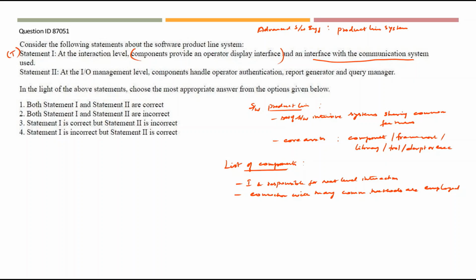And next, components handle operator authentication located at level 2 I/O management. So at the I/O management level, they handle operator authentication is also present. I could fetch only these many points. If you have any idea about advanced software engineering books, you can just go through them for some more details. So this statement is also true. Keeping these points under consideration, we are marking option 1. Both statement 1 and statement 2 are correct to be the right answer.